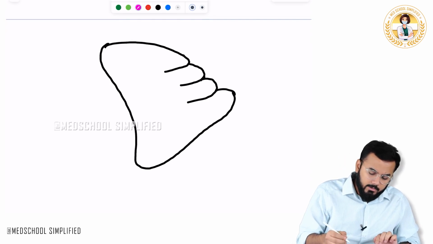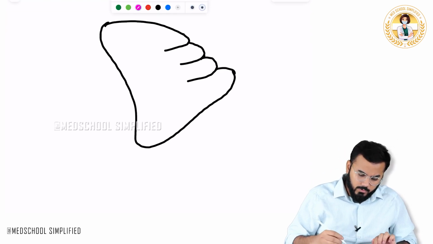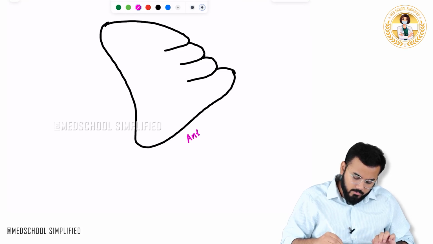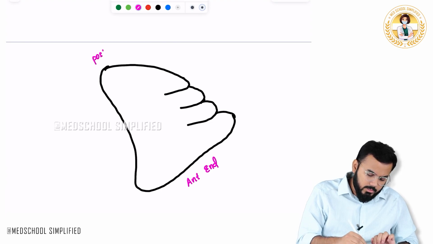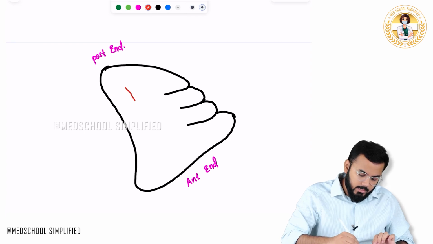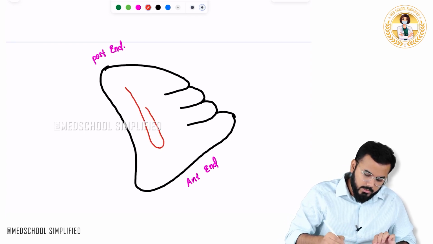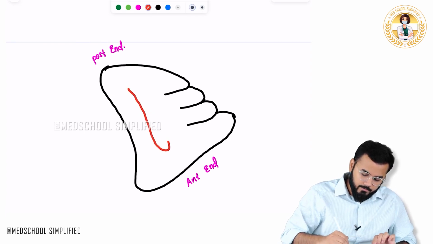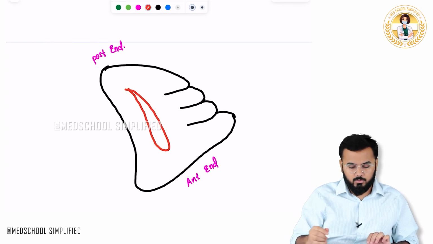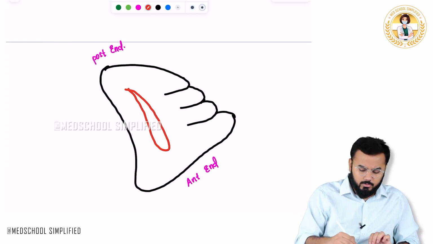So again the same thing. This one will become the anterior end now, and this is the posterior end. So where is the hilum then? The hilum is in the center. So this one over here is called your hilum. This part over here is called the hilum of the spleen.